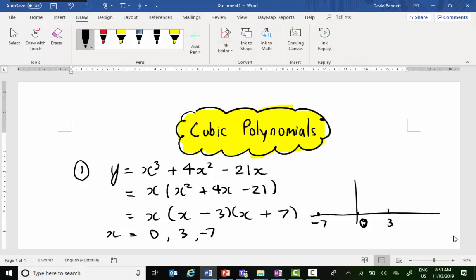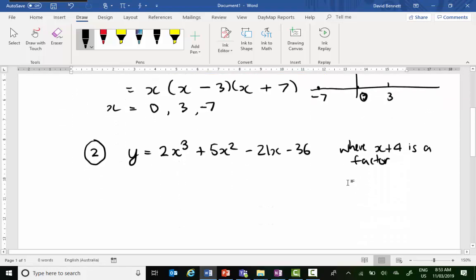Now if we did the sign diagram for that, that would tell us if it's above or below, and we could get an idea of the shape of the curve from that. So that's the sort of thing that we would do if we were really interested in graphing the information. We'll do some of those afterwards.